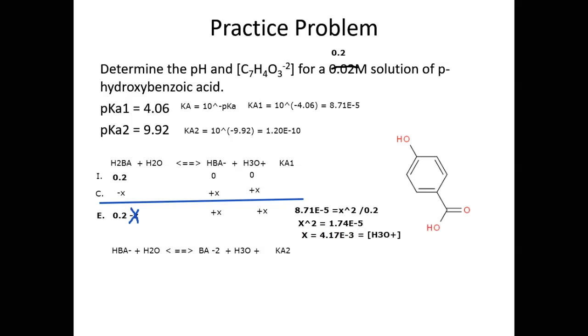So now we can take the pH. So the pH equals 2.34. That's the pH. Now it wants to know what's the concentration of the fully deprotonated species. So now we're going to write the expression for Ka2.